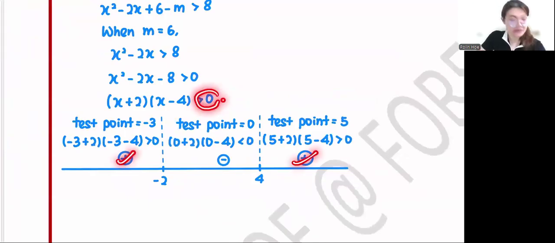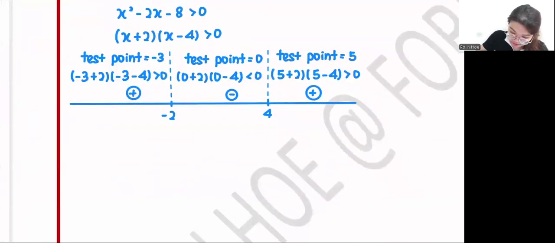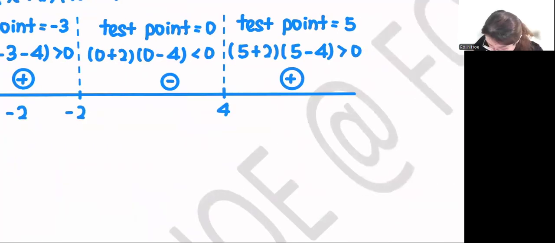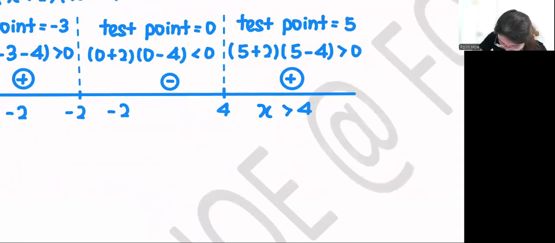These two will be my answer. Hence, I will have, therefore, these. What is this range? This is x is smaller than -2. This part is x is bigger than 4. And this will be between -2 and 4.